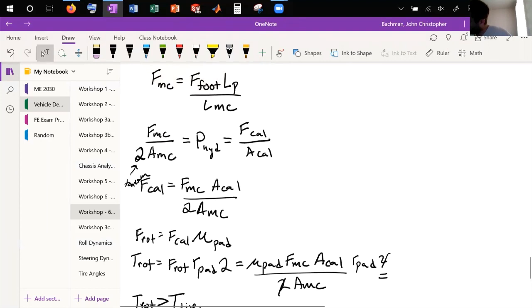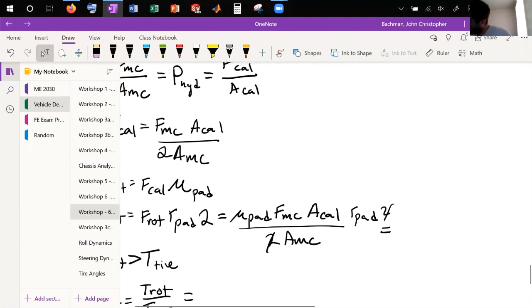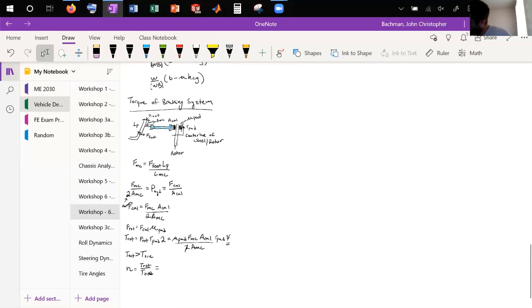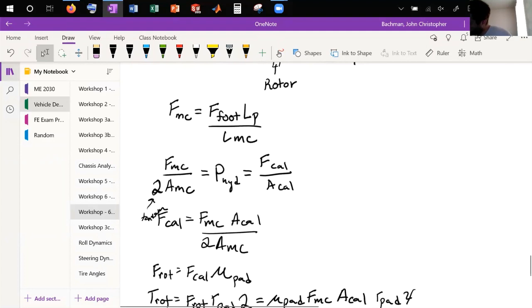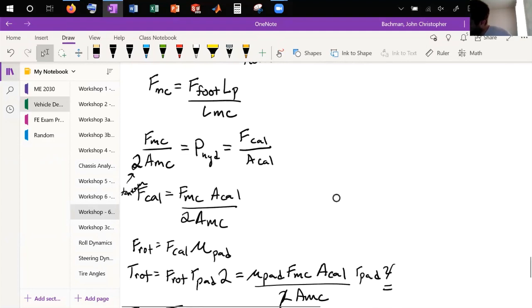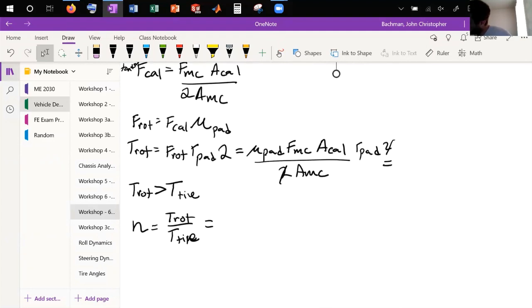And then we said the force on the master cylinder was equal to the force on the foot times the ratio of those 2 lengths, right? So we're going to have the force on the foot, and then we're going to have length of the pedal over length to the master cylinder, area of the caliper to the area of the master cylinder, and then we'll have R pad, mu pad. So that's the top up here, right?